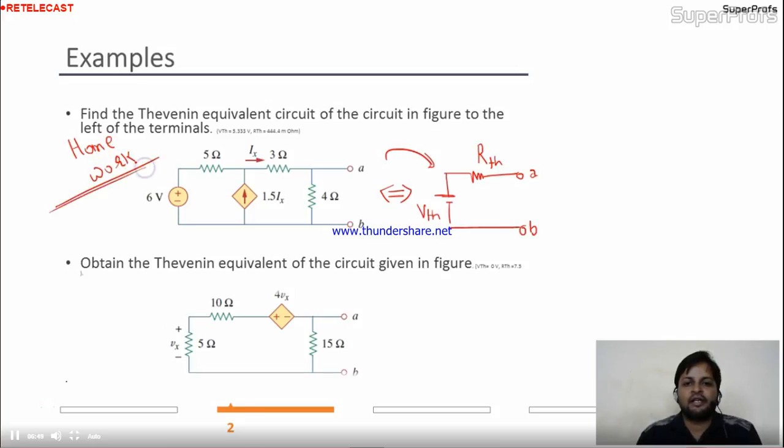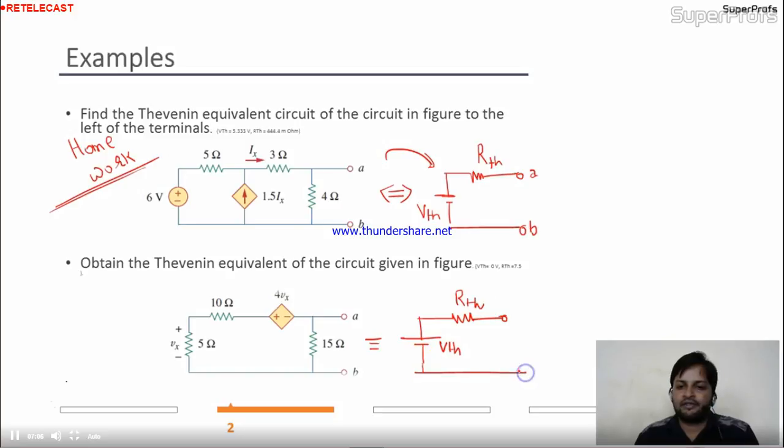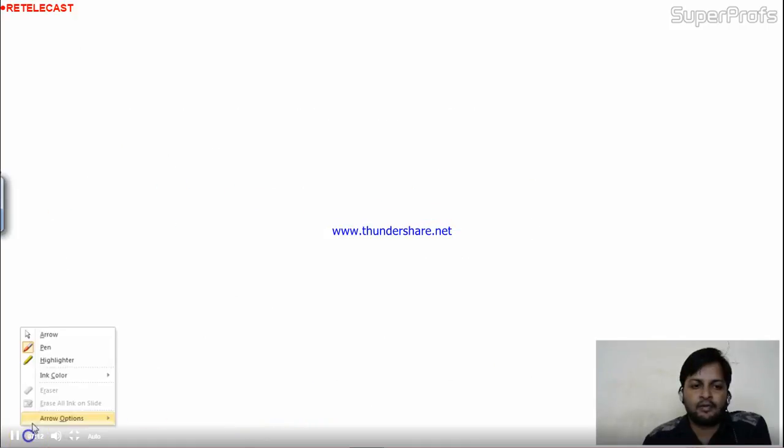Okay friends. Now I'll show you how to do this. Obtain the Thevenin equivalent circuit of the given figure. Again for this circuit also, what we have to do? Single source, single resistance. Is it okay? Single source, single resistance, we have to convert. This is the terminal. So I'm doing this circuit for you.